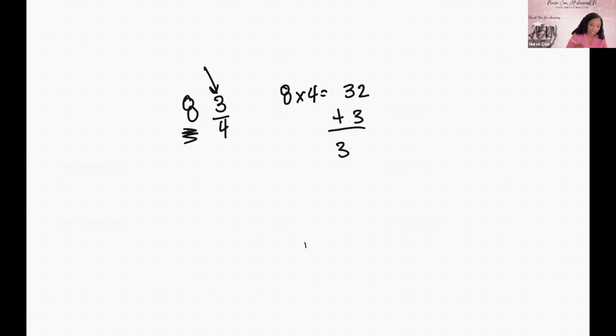And then you put it over the denominator. The denominator stays the same. So it'll be 35/4. Say that 10 times fast, okay? Let's do one more for good measure.